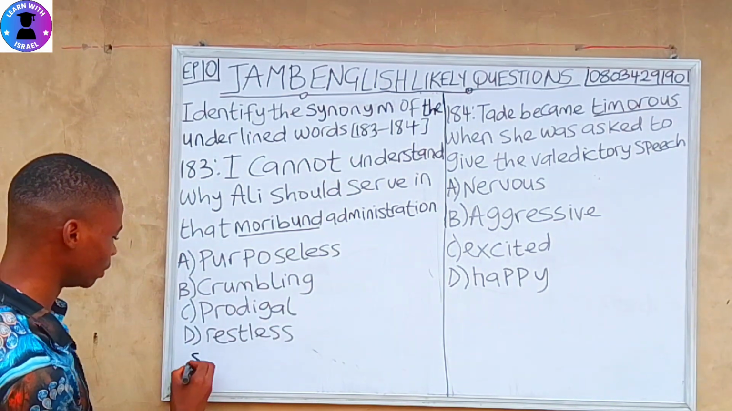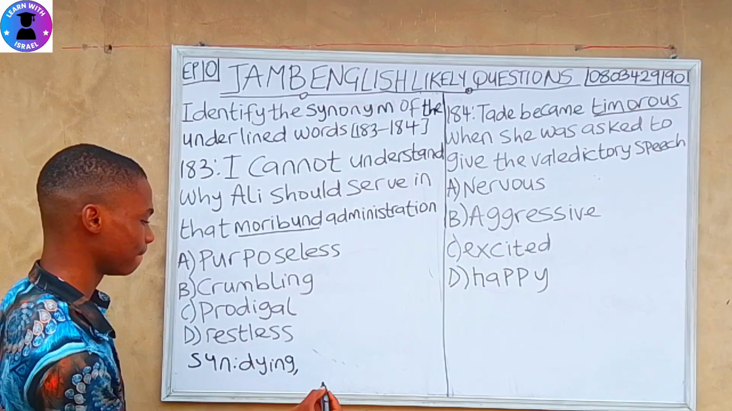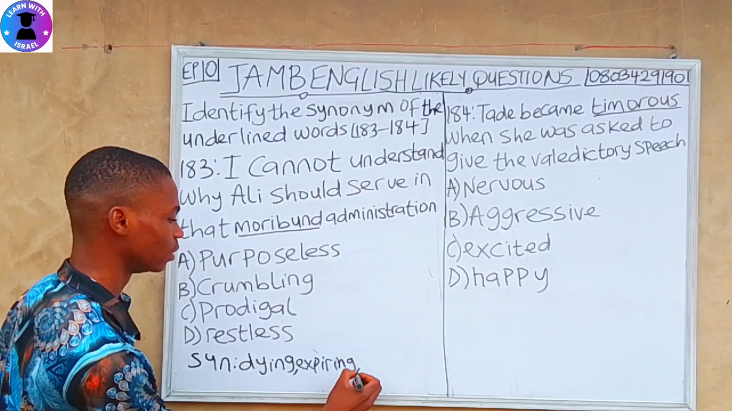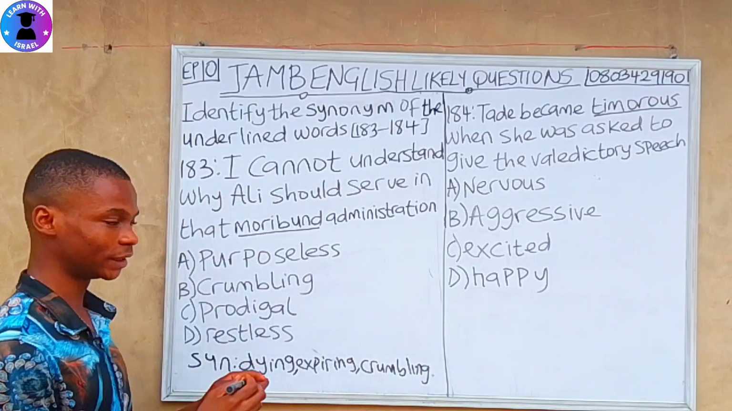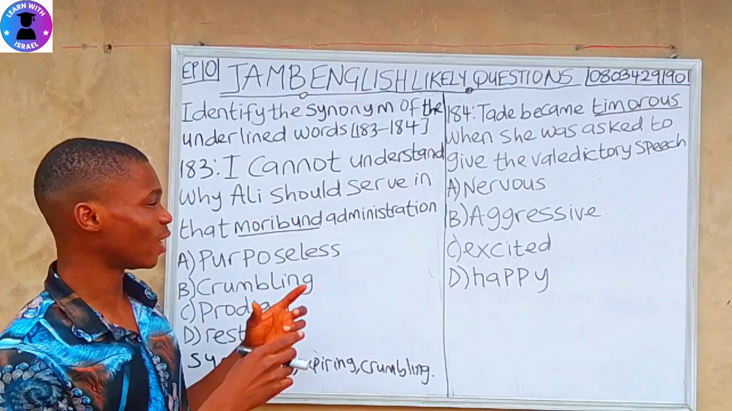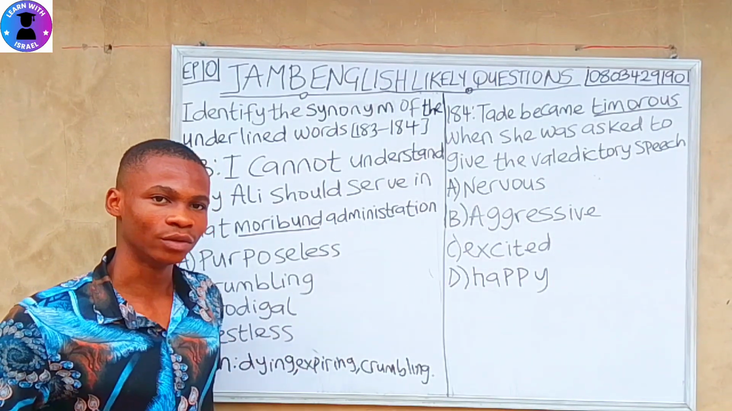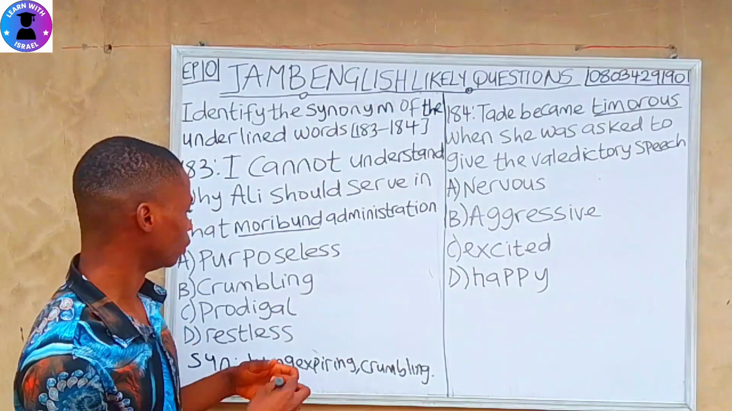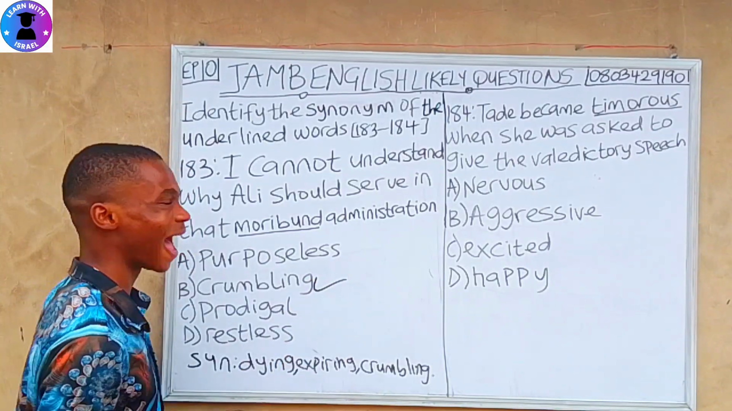The synonyms of moribund include dying, expiring, crumbling. And if we check our options here, we can find crumbling. Assuming we were asked to look for the opposite in meaning, we would have gone for reviving, because for something to be crumbling, the opposite should be reviving. But for the synonym that we are dealing with, we'll go for crumbling. Crumbling is the most appropriate answer.